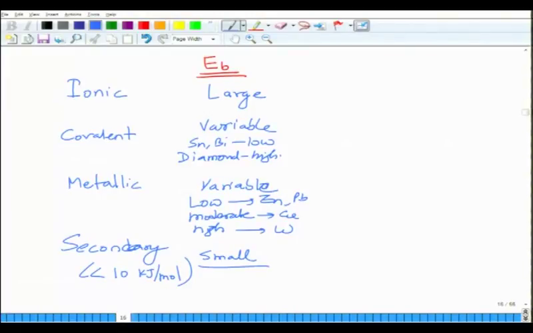So, for ionic we are typically looking at values greater than 100. For covalent we are looking at values between 50 and, let us say, 350. Metallic again will be anywhere from 20 to 350, and secondary bonds will be very low, less than 10, typically on the lower side less than 1 kilojoule per mole. And another thing that you want to know is the nature.